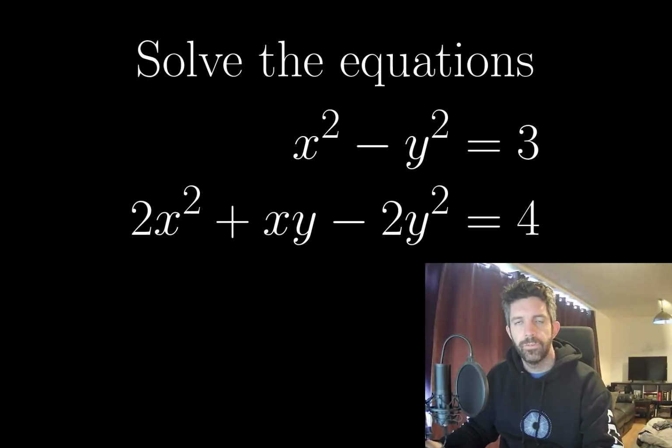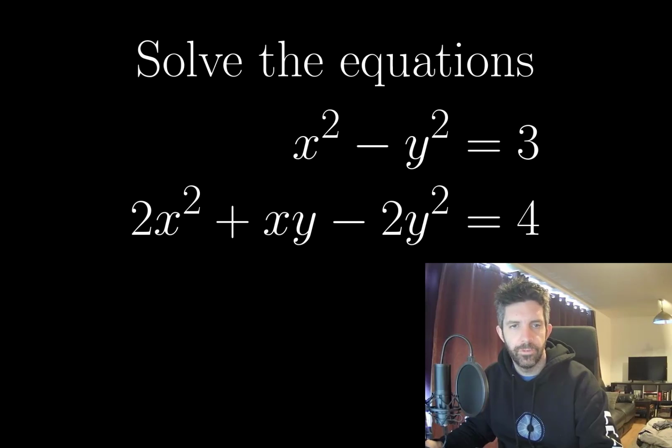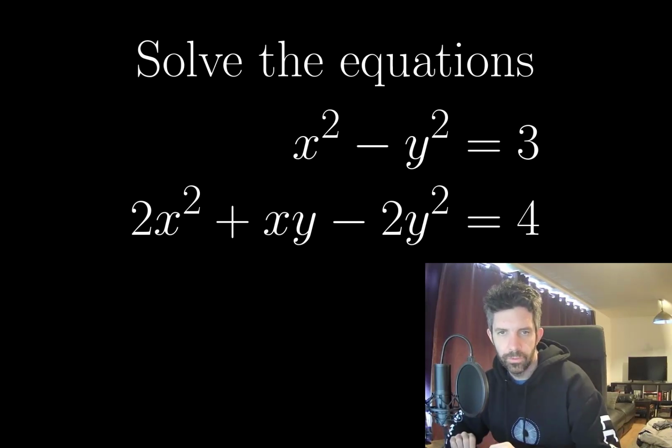I have another problem today sent to me by a viewer, and it says, solve the equations x squared minus y squared equals 3 and 2x squared plus xy minus 2y squared equals 4. Use a technique because all terms are degree 2.